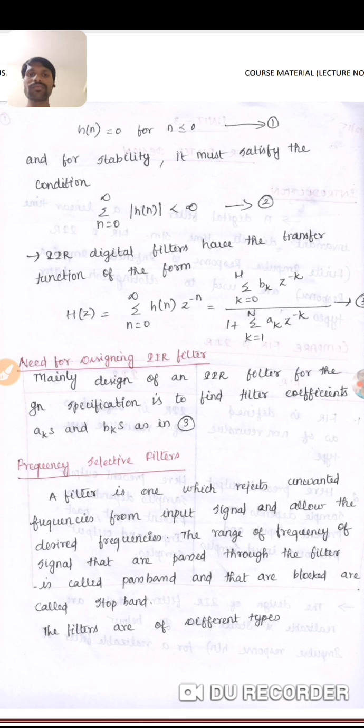So the transfer function of a digital system is given by summation n equal to 0 to infinity, h of n into z power minus n, which is this term.